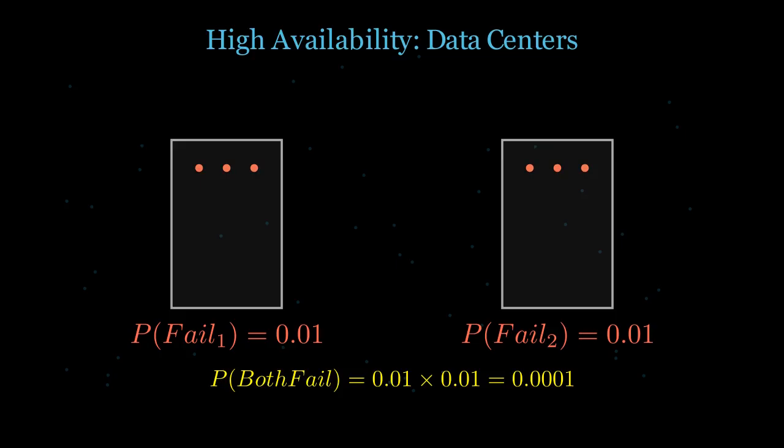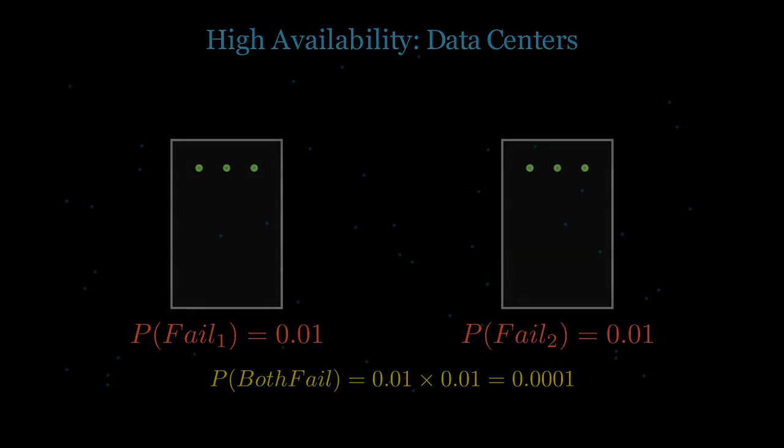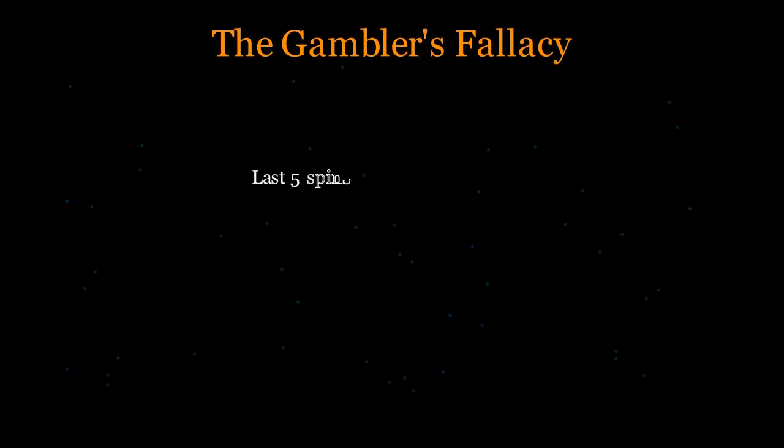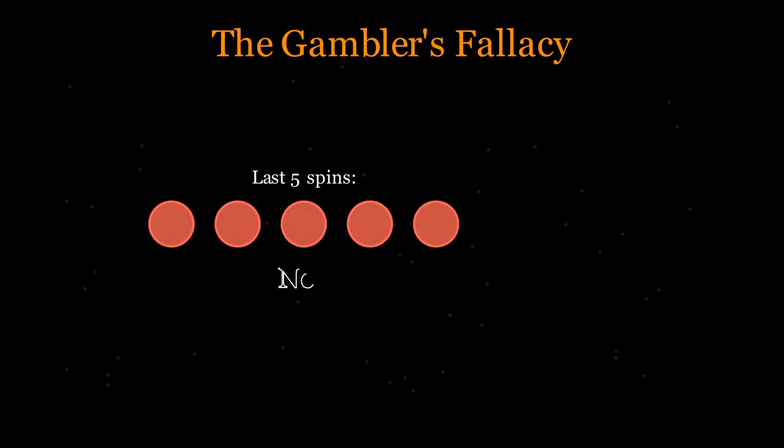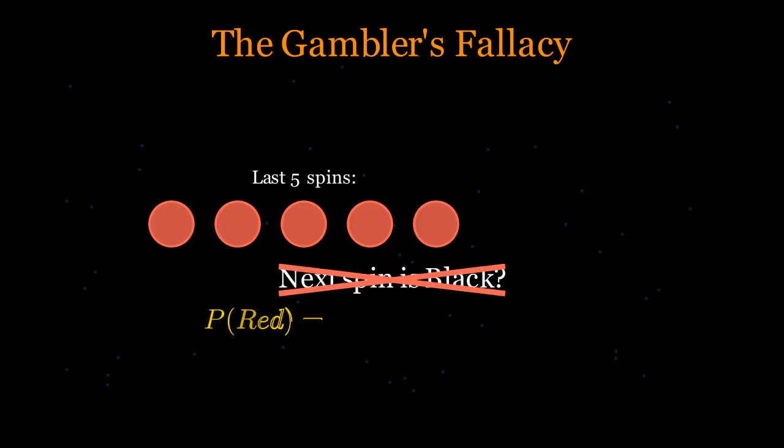Now let's scale this up to high-stakes technology, data centers, and redundancy. Modern servers, like those used by Google or Amazon, rely on independent components. If a single power supply has a 1% chance of failing, 0.01, engineers install a second independent one. The probability of both failing and the system going down drops to 0.01 times 0.01, which is 0.0001 or 0.01%. This is how high availability is achieved in the digital age.